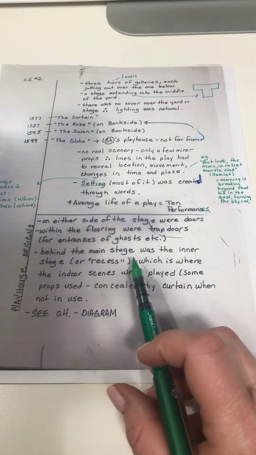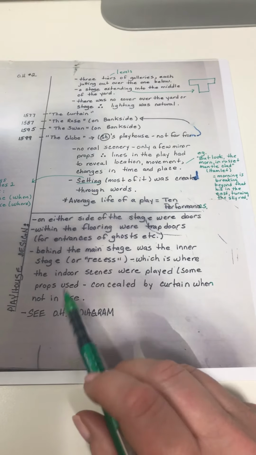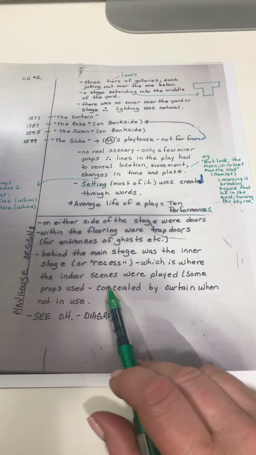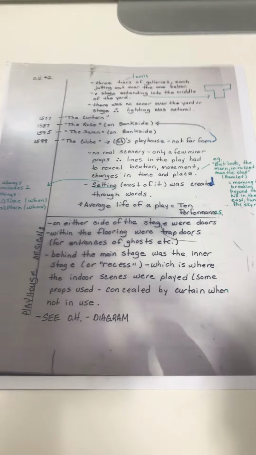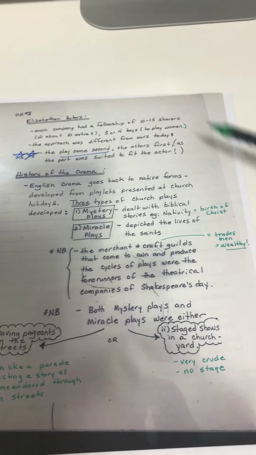Behind the main stage was the inner stage, called the recess, which is where the indoor scenes were played. Some props were used, and when they weren't in use, they were concealed by the curtain. All right, let's take a look here. Let's keep going. The actual Elizabethan actors.